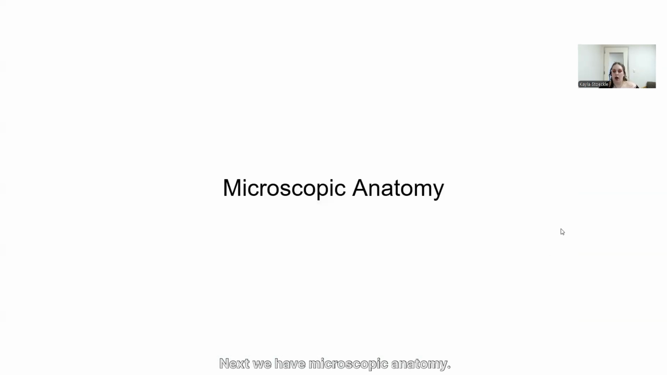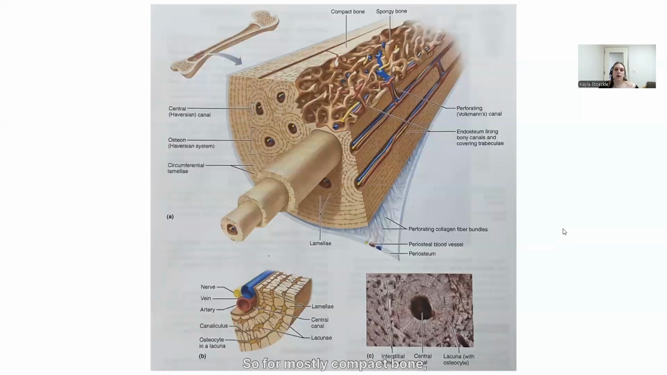Next, we have microscopic anatomy. So for mostly compact bone, you have a lot more microscopic structures. The main structure I'm going to focus on first is the osteon, also known as the Haversian system, but most of the time we call them osteons. So in these osteons, you can see there's an image here, which would be from a slide, and then you have a diagram here, and I'm going to focus on the diagram for now.